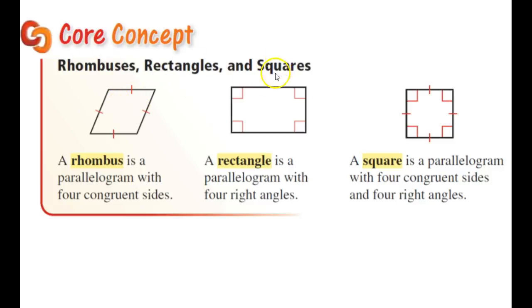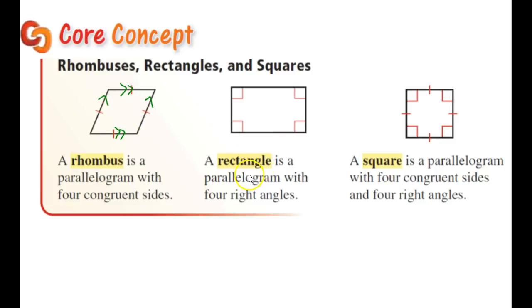So these are some major parallelograms that we're going to be dealing with. A rhombus, a rectangle, and a square. So a rhombus is a parallelogram with four congruent sides, right? And we remember about a parallelogram is that both pairs of opposite sides are parallel. So we know that as well. So these two sides are parallel, and these two sides would then also be parallel. But we also know with a rhombus they are the same size.